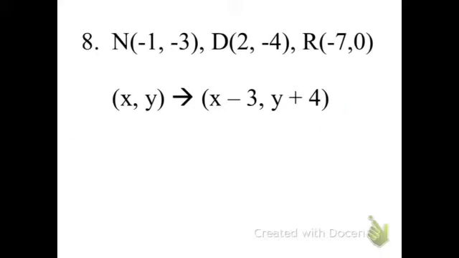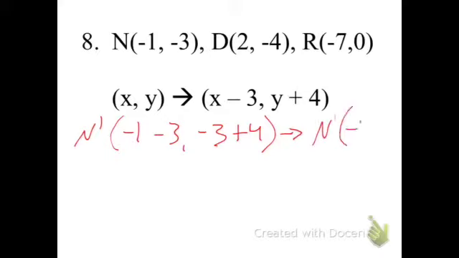Moving on to 8. This function tells me to subtract 3 from the x and then add 4 to the y value. And so N prime comes from N. Let me write a little bit smaller here. The x value is starting out as negative 1. I need to subtract 3 from that, just like it says. Y is currently at negative 3. I need to add 4 to that, like the directions say. And so N prime is going to be at negative 4, 1.